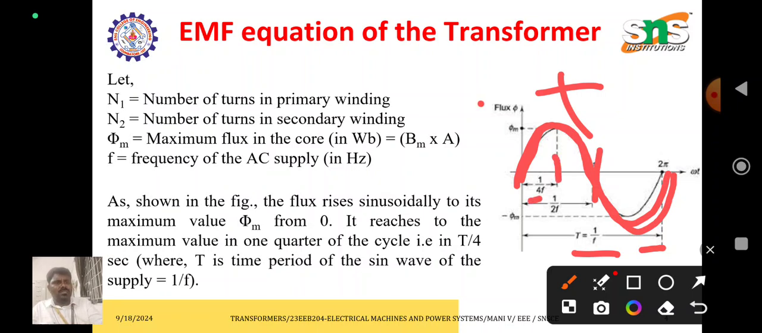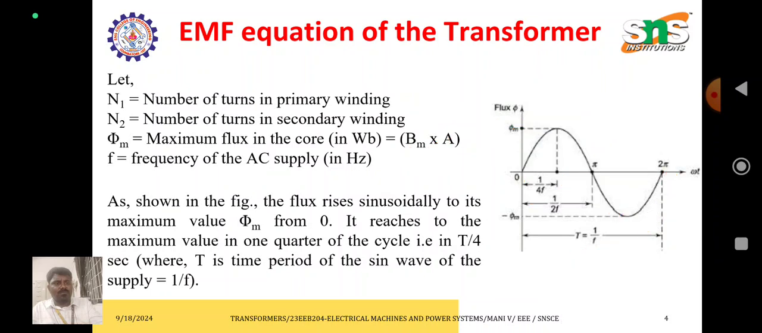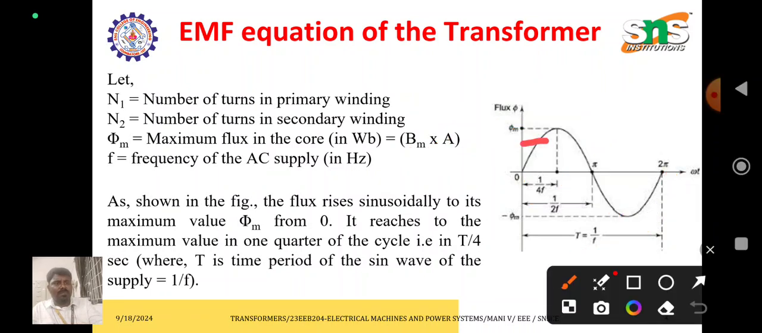This indicates the flux. The flux is maximum at 90 degrees, that is, at T by 4. Let N1 be the number of turns in the primary winding, N2 the number of turns in the secondary, and phi m the maximum flux. Phi m is the maximum flux at the time of T by 4.